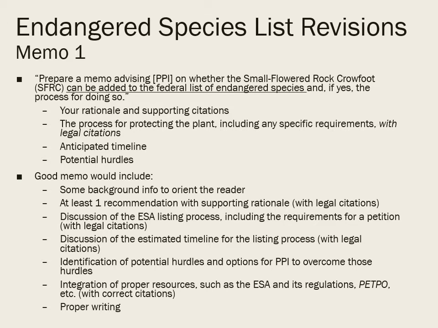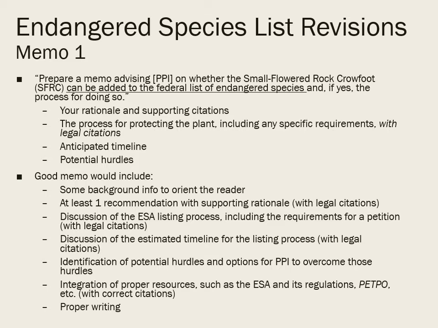Now, speaking of memos, let's go over your first graded memo about the potential for adding the small-flowered rock crowfoot plant to the list of endangered species. So for Memo 1, you were asked to advise the Pollinator Protection Institute, PPI, on whether the plant could be added to the federal list of endangered species, and assuming yes, the process for doing so. The assignment instructions also told you that you had to provide a rationale for your decision, a description of the process of protecting the plant, including any specific requirements, the anticipated timeline, and potential hurdles.